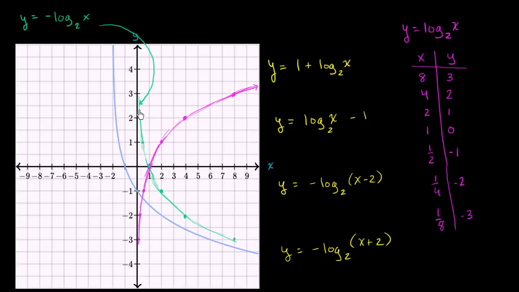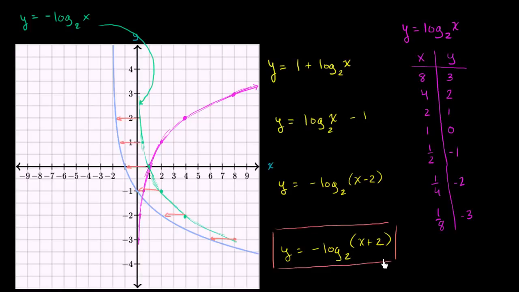So what's the difference between the green graph and the blue graph? Well, if you look carefully, you see that the blue graph is essentially the green graph shifted to the left by 2. At every one of these points, we have shifted to the left by 2. So how do you shift to the left by 2? Well, you would replace the x with an x plus 2.